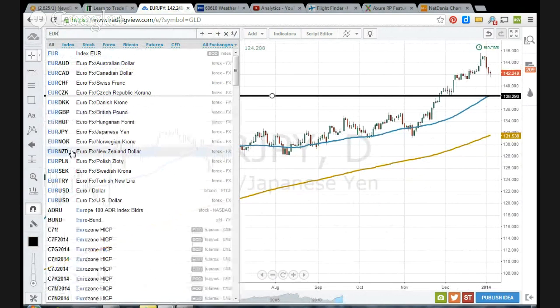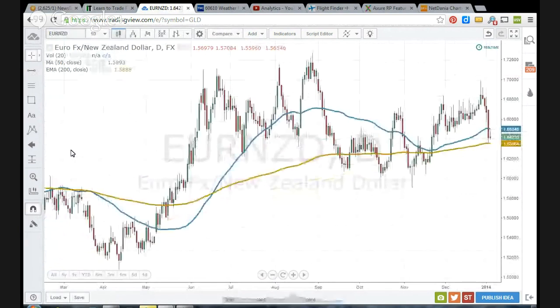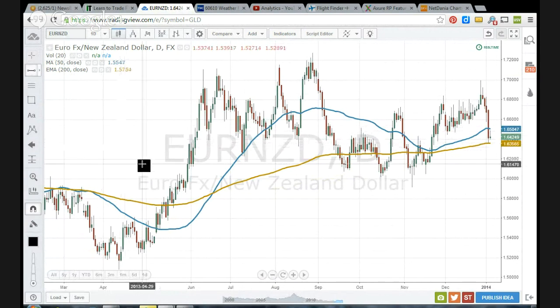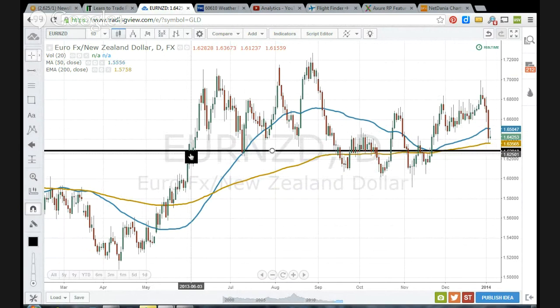Now we look at Euro New Zealand. Okay. Is this something interesting? Okay. Euro New Zealand is something I'm going to be adding to the watch list. I just would like to see a little more of a pullback. And in this particular instance, it may be a bit of a trading range.